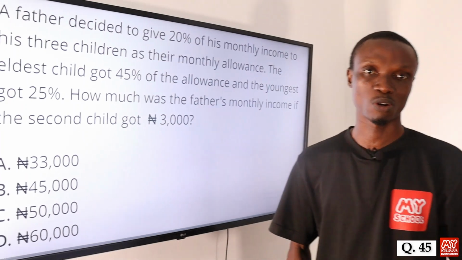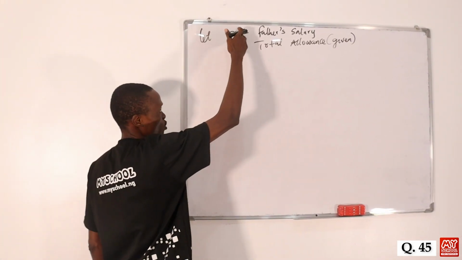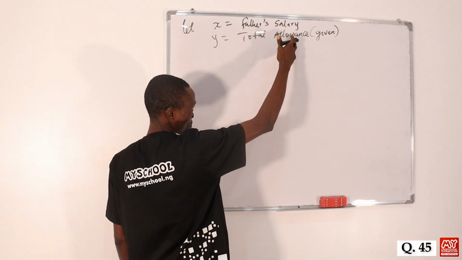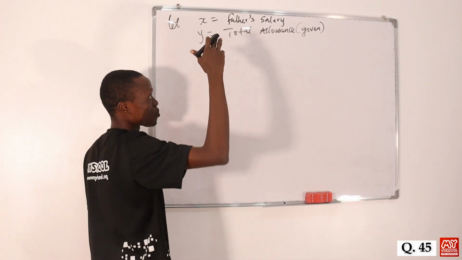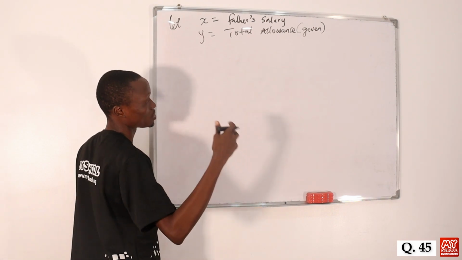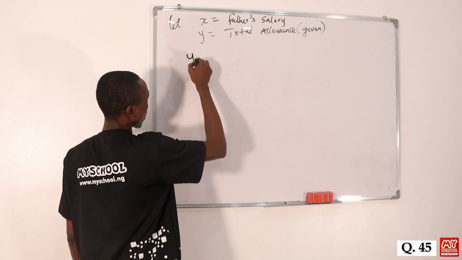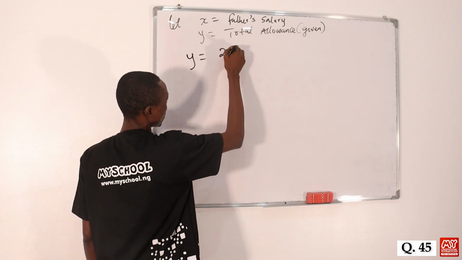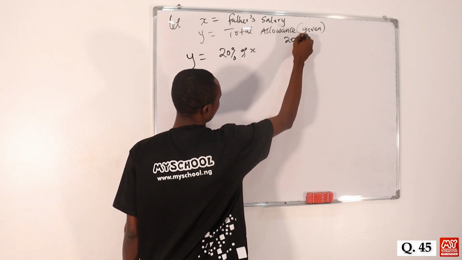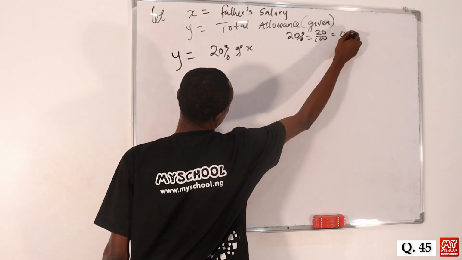So let's move over to the board to provide answer to this question. Here we say let S be equal to the father's salary, and let Y be equal to the total allowance. The total allowance represents the money that the father actually gave to the children. But we are told that it is actually 20% of his monthly salary. In that case, Y will be equal to 20% of S. But remember that 20% is the same as 20 over 100, which is 0.2.